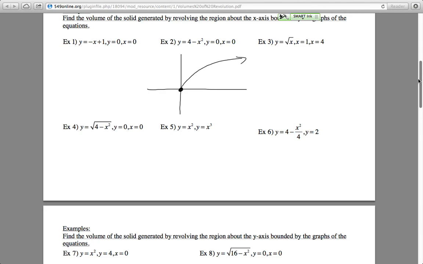Now this one's different. If they don't give you y, is it just 0? Now you've got your graphs. You've got the square root of x. What else do you have for boundaries here? 1 to 4. I'm missing a boundary. Y equals 0. You're missing y equals 0, right? I just assumed that.